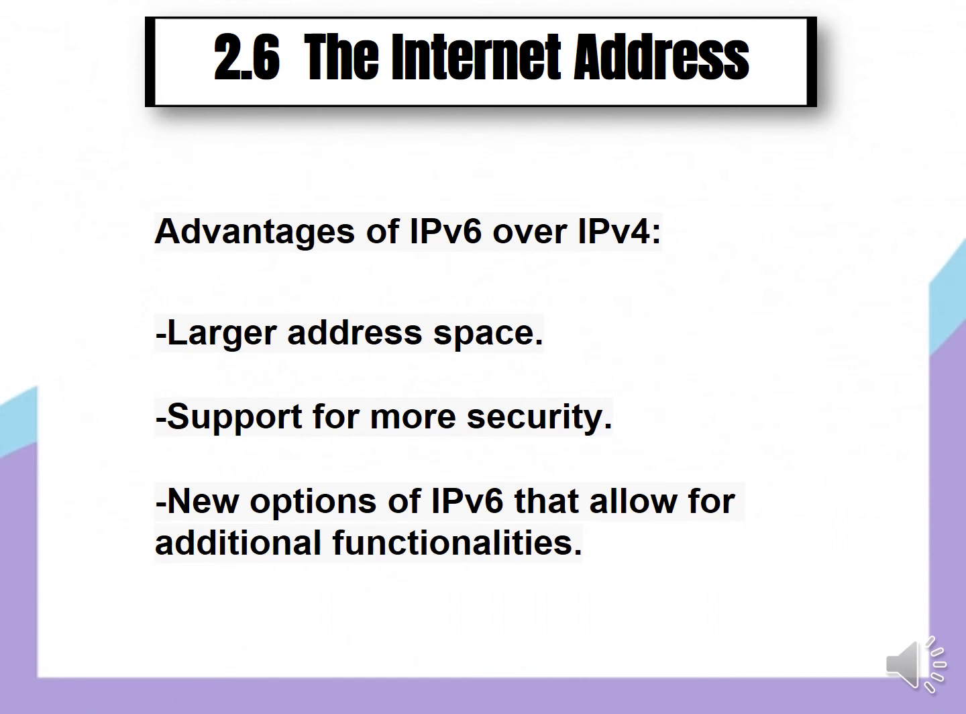Now let us have a look at the advantages of IP version 6 over IP version 4. It has a larger address space because IP version 6 is 128 bits long, compared to IP version 4 with only 32 bit addresses. IP version 6 supports more security because it has encryption and authentication options that provide confidentiality and integrity of the packets. It also has new options that allow for additional functionalities.